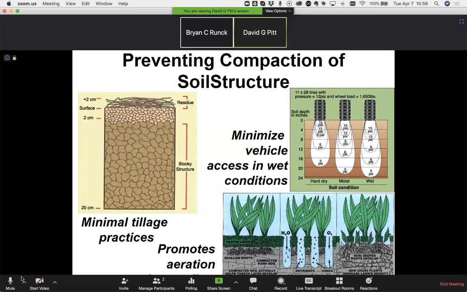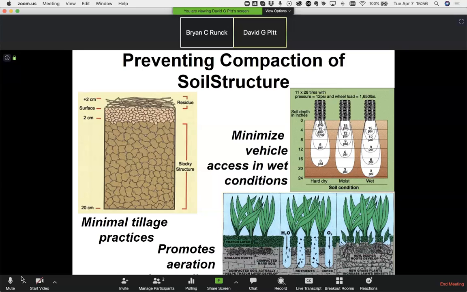We see in the lower right-hand corner a process called aeration, where the soil is penetrated to open up airspace, and over time the roots move into the created airspace, and we rejuvenate soil structure through the process of aeration.